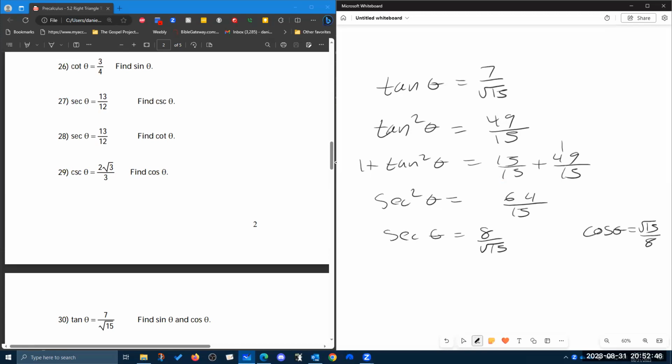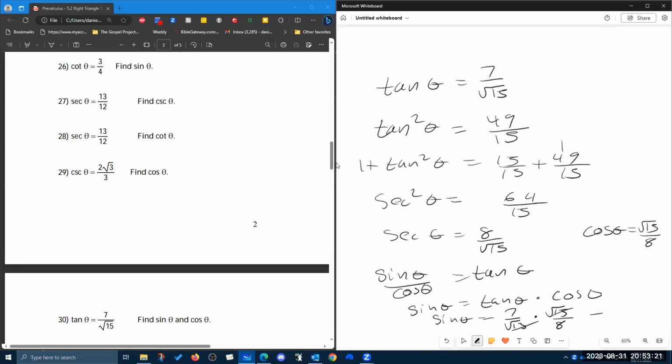If cosine is root 15 over 8 and tangent is 7 over root 15, then sine over cosine is equal to tangent, and sine is equal to tangent times cosine. So sine is equal to 7 over root 15 times root 15 over 8. And sine is 7 over 8.